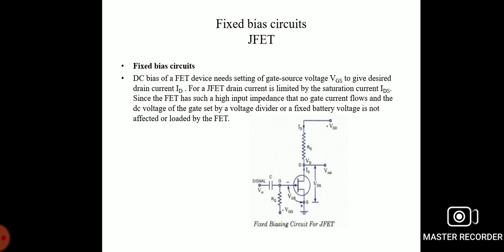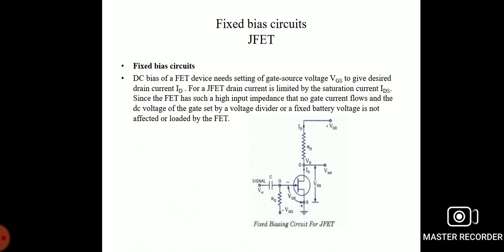In the fixed bias of JFET, the DC bias of the FET device needs setting of the gate source voltage to give the desired drain current ID. For a JFET, the drain current is limited by the saturation current IDSS. Since the FET has such a high input impedance that no gate current flows, the DC voltage of the gate set by the voltage divider or fixed battery voltage is not affected or loaded by the FET.